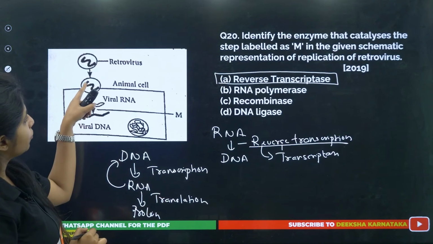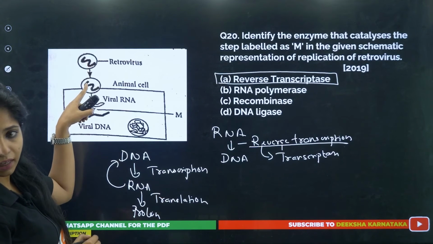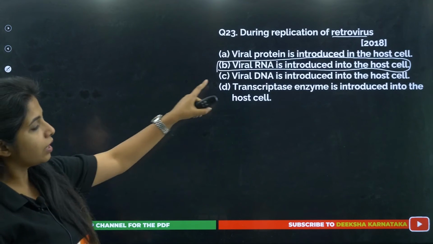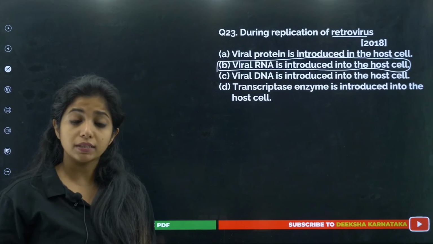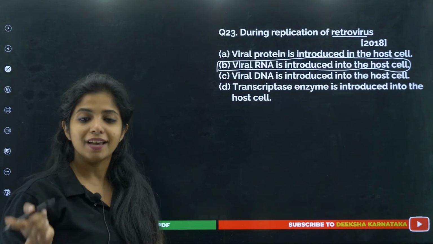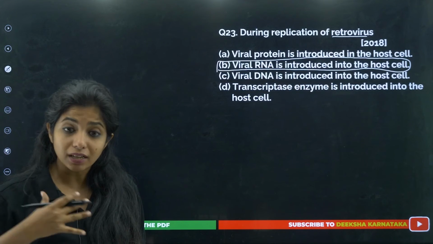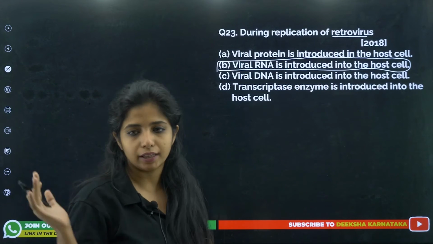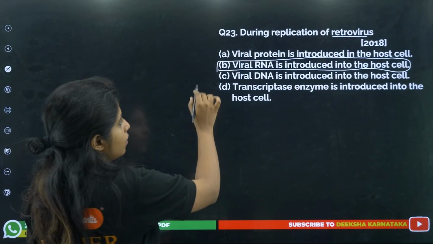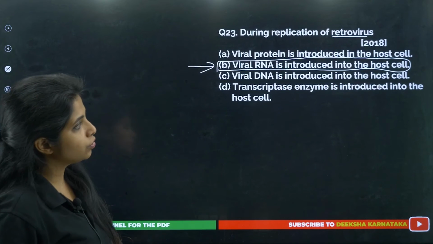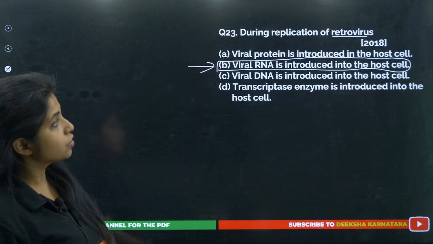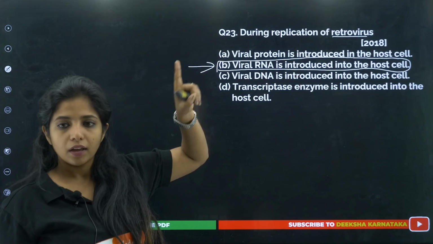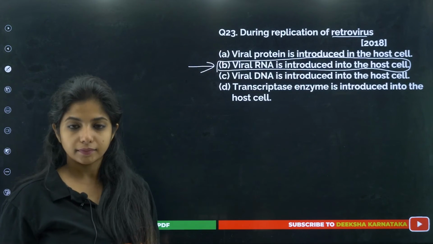You saw that the retrovirus had RNA, and it inserted its RNA first. So viral RNA is introduced into the host cell. This RNA will help in the formation of DNA. This DNA gets incorporated into our DNA, and it will use our machinery to form proteins and stuff like that. So you're talking about replication. During replication of a retrovirus, that's when you're talking about RNA.